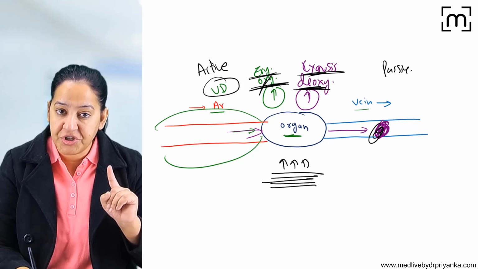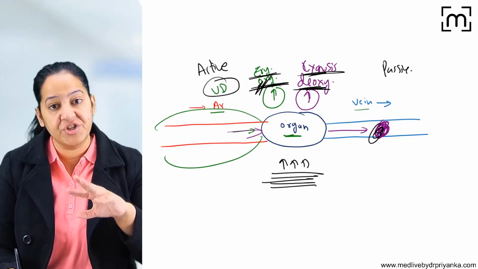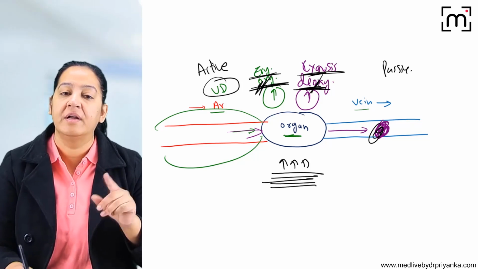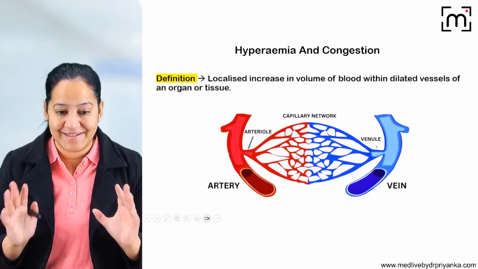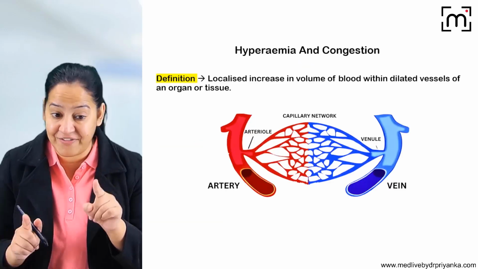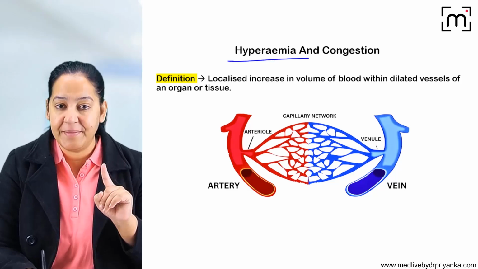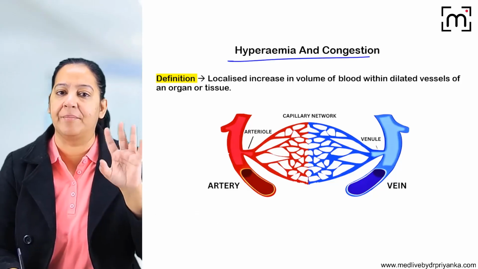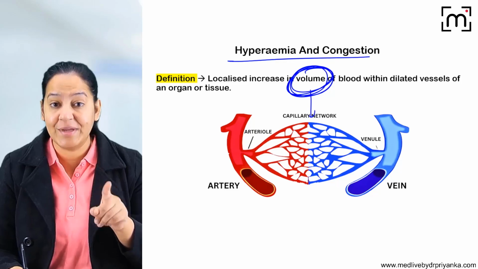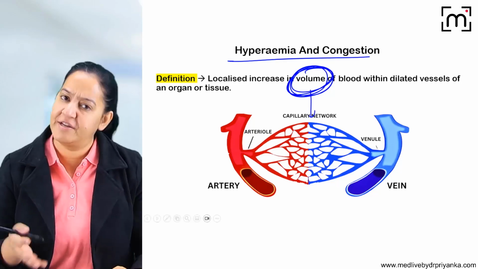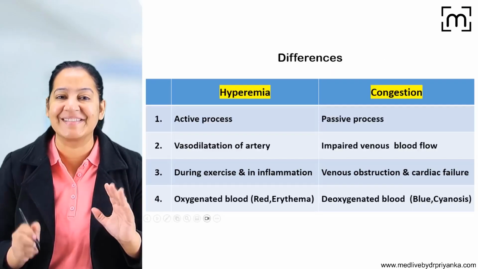In hyperemia, oxygenated blood accumulates in the organ. In congestion, deoxygenated blood accumulates in the organ. Here the organ looks red in color. Here the organ looks blue, cyanotic in color. So that is the definition. So I hope you all got it, the differences as well as definition. So hyperemia and congestion, definition of both of them is the same. It is increased volume of blood inside the organ. Increased volume of blood in an organ. The definition is common. Now see the differences.